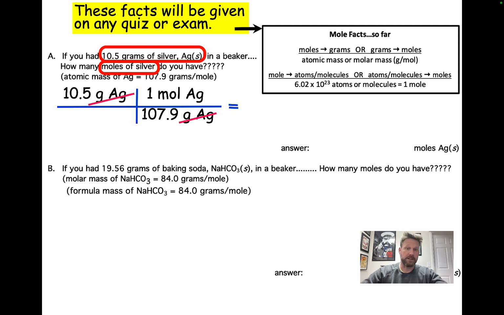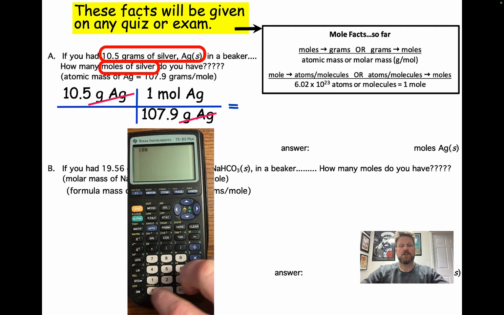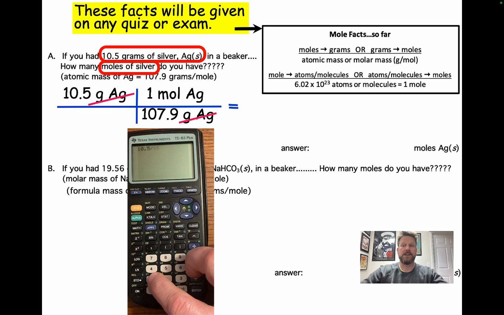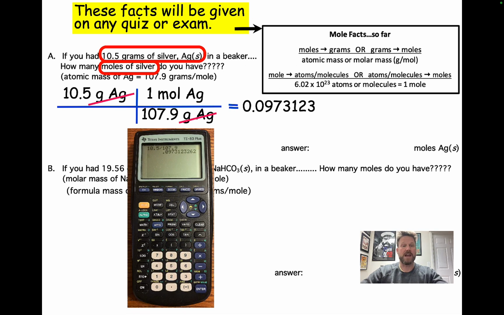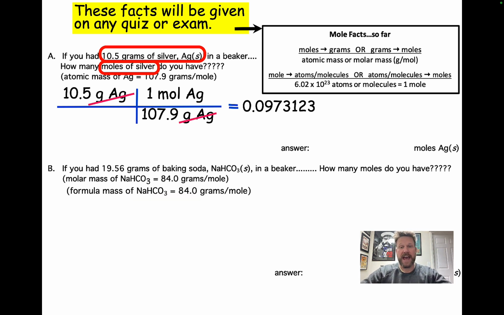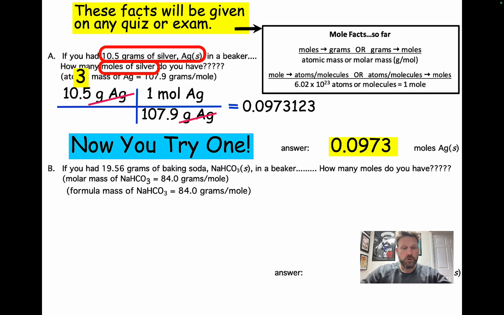To perform the calculation, multiply the numbers on the top of the train track and divide by the numbers on the bottom of the train track. In this case, all we need to do is take 10.5 and divide by 107.9. This calculation gives 0.0973123 moles. However, the answer can only have 3 significant figures because the number given to us in the problem, 10.5, only has 3 sig figs. 10.5 grams of silver is 0.0973 moles of silver.